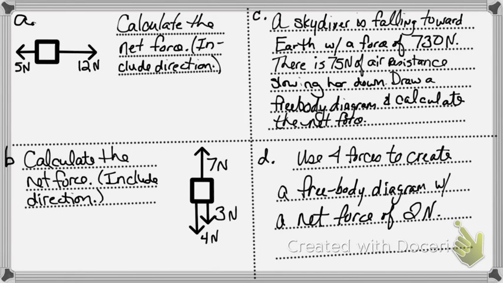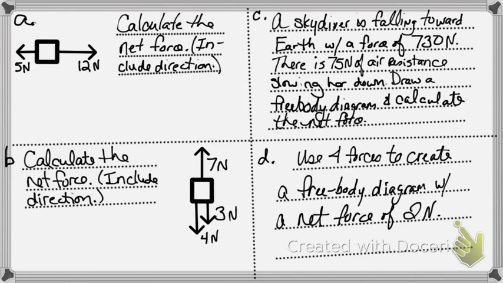And finally, here are your sample problems. Samples A and B are simply calculate the net force. On A, you've got a 12 newtons force to the right, a 5 newton force to the left. Calculate that net force and include the direction. For B, you're going to calculate the net force and include the direction. If you have 7 newtons going up, 3 newtons going down, and a second 4 newtons going down.